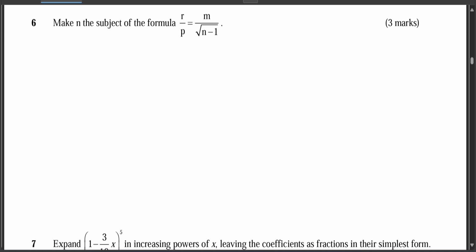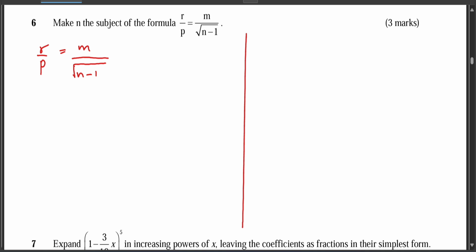For question 6, which is very easy, make n the subject of the formula. The formula is r over p equal to m over square root of n minus 1. Okay, let us write the line. Now n is inside the square root, so you write r over p equal to m over the square root of n minus 1.